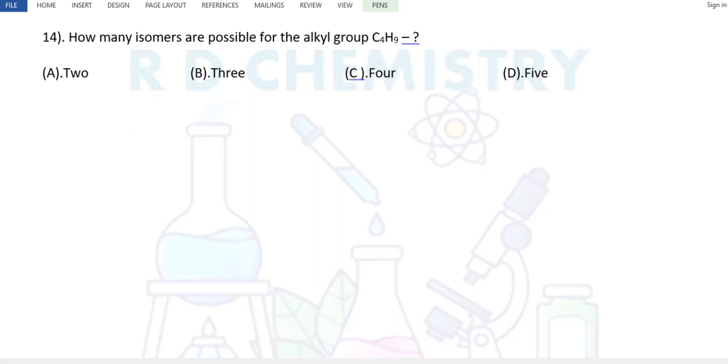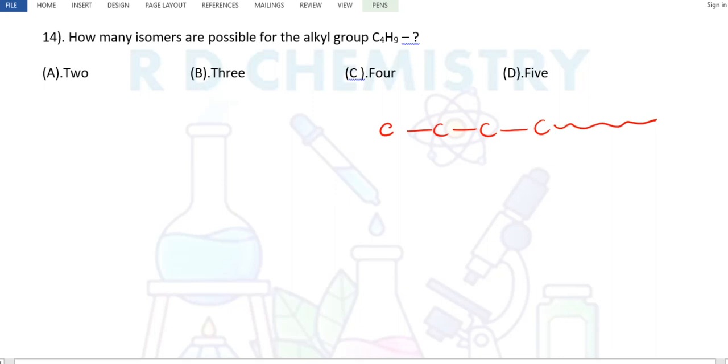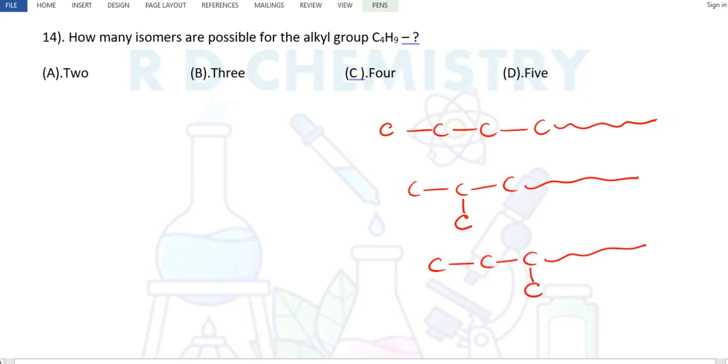Question number 14. How many isomers are possible for the alkyl group C4H9? Okay. So we have got 1, 2, 3, 4 carbon atom. This alkyl group is attached to some other group. Now this can be arranged as 1, 2, 3 in the main chain. I can write one carbon substituent here. Or 1, 2, 3 attached some other group. I can have carbon here. Or I can also have one carbon attached to the 3 other carbon atoms.